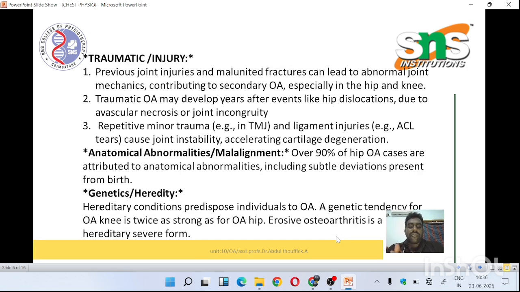Pathophysiology. This is where things get a bit microscopic. Cartilage loses proteoglycans, becomes waterlogged, and starts to fibrillate. Subchondral bone becomes sclerotic and osteophytes, those bony outgrowths, start forming. The synovium may also become thickened or fibrosed. This results in pain, stiffness, and eventually deformities.